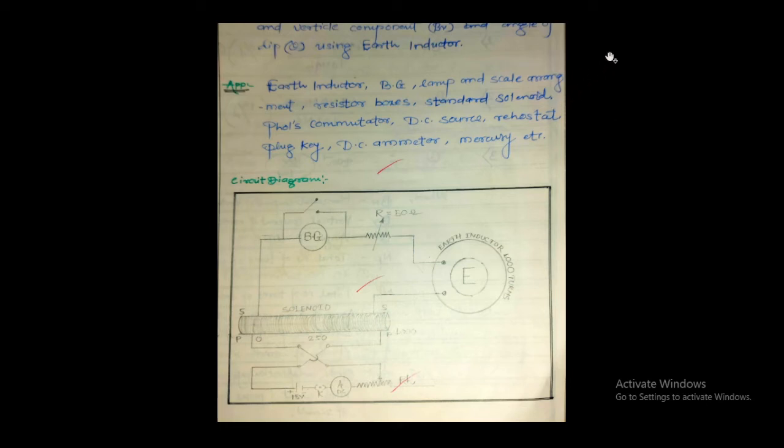Today's practical is earth inductor. Aim: to determine the horizontal component BH, the vertical component BV, and the angle of dip theta using an earth inductor.